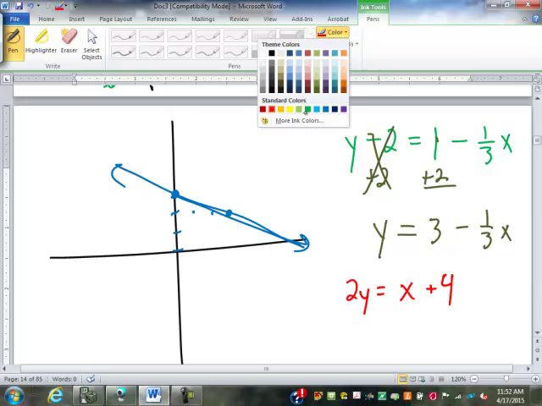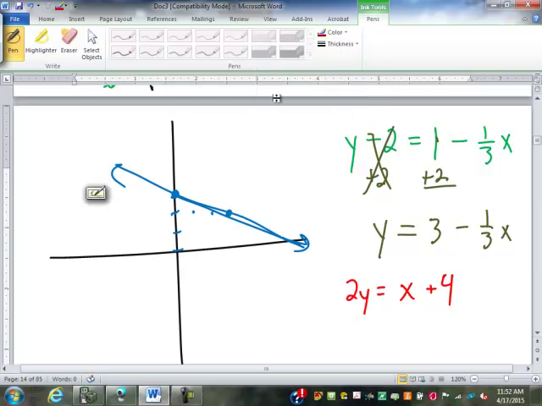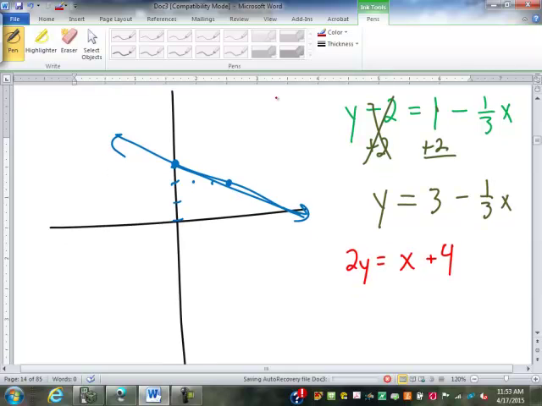So on this one, again, y is not by itself. It's got the 2 there. The 2 is multiplied, so we have to get rid of it by dividing. So we're going to divide by 2 to get y all by itself.